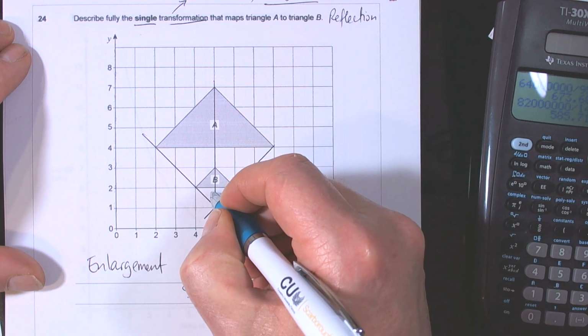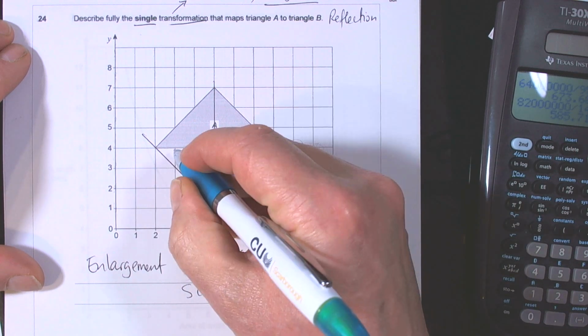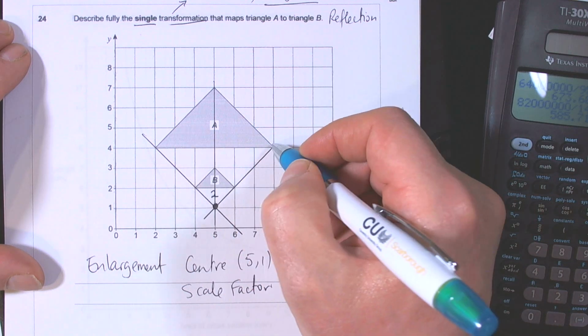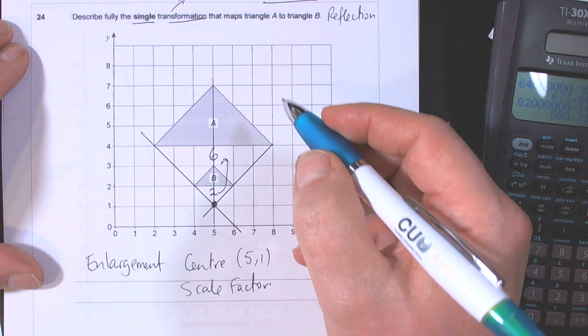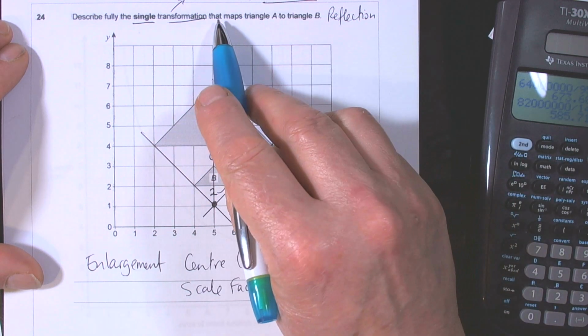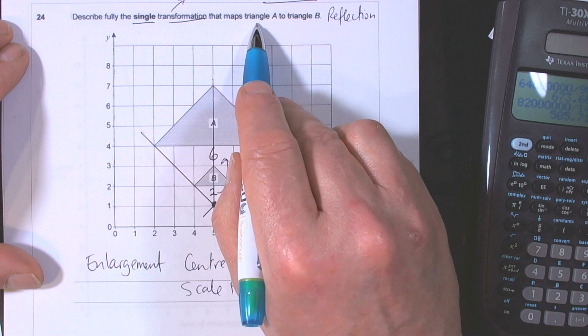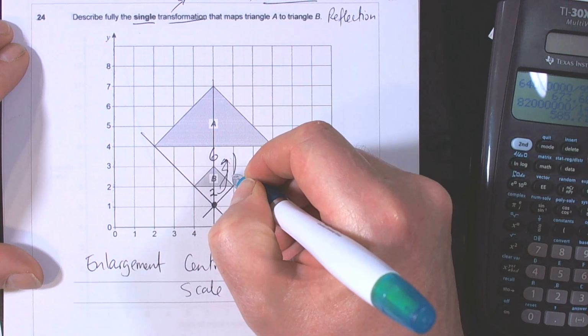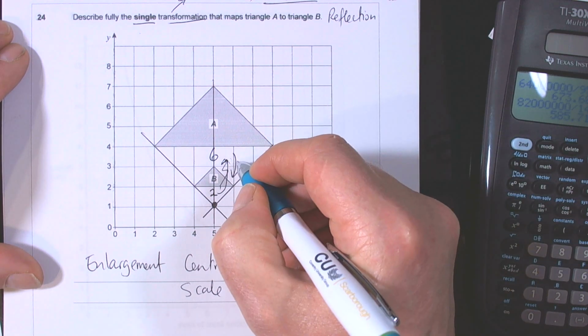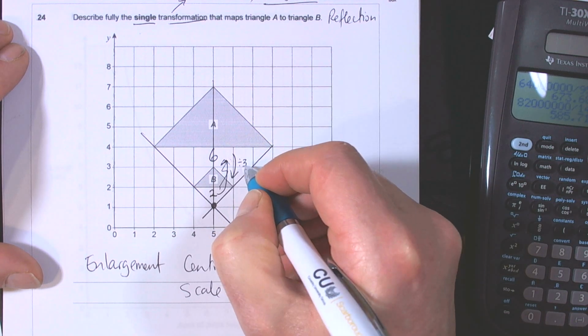So we can see in this one that the bottom edge here is 2, and we can see in this one the bottom edge here is 2, 4, 6. So to get from 2 to 6, now we've got to go back to the question. It says describe that maps triangle A to triangle B. So we're actually going in this direction. So in this direction we've divided by 3.